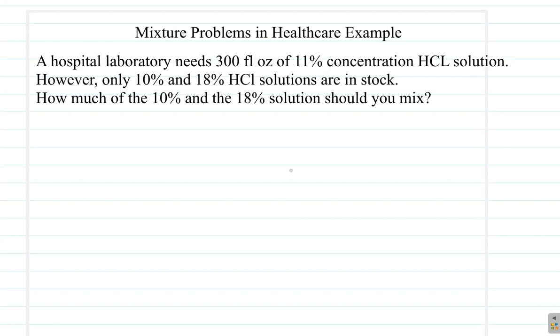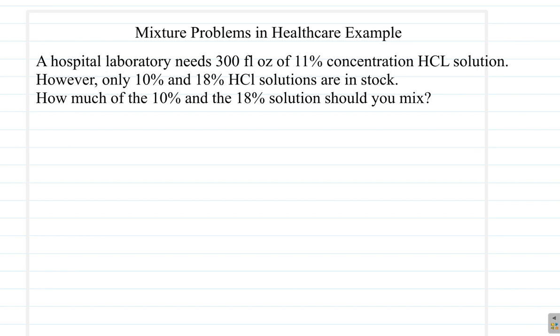Here we have another example of a mixed up problem in healthcare. A hospital laboratory needs 300 fluid ounces of 11% concentration hydrogen chloride solution. However, only 10% and 18% solutions are in stock. How much of the 10% and the 18% solutions should you mix?